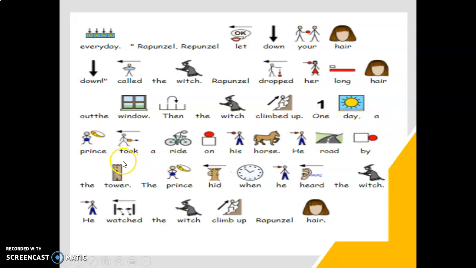One day, a prince took a ride on his horse. He rode by the tower. The prince hid when he heard the witch. He watched the witch climb up Rapunzel's hair.